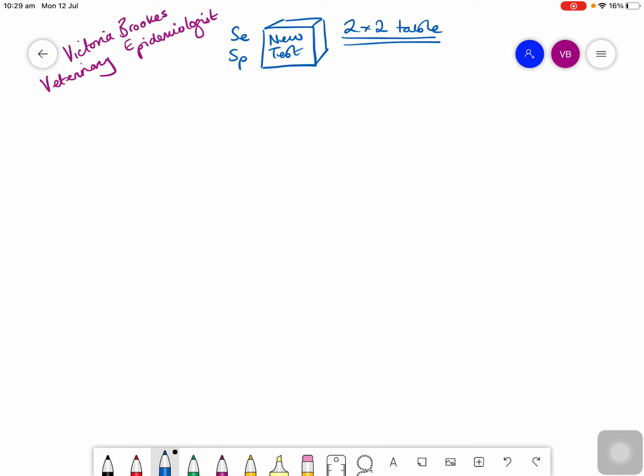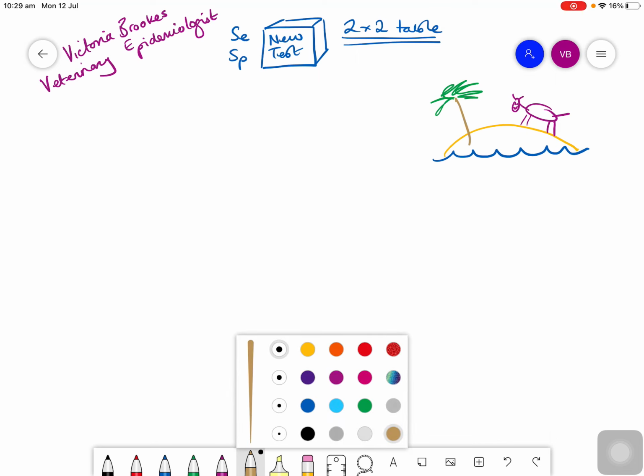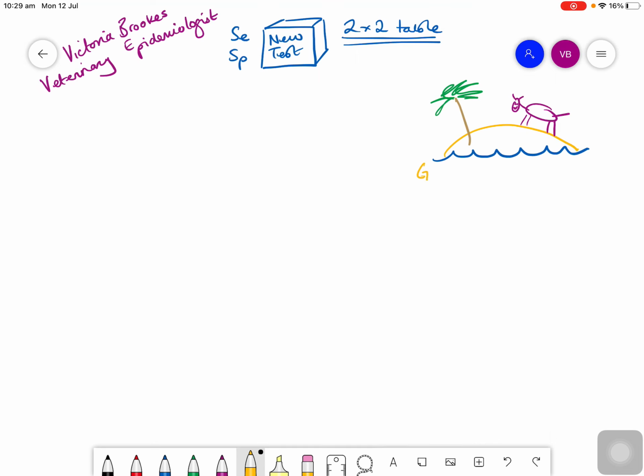Now, for the 2x2 table method, you need a population of animals in which you already know their true disease status. So, let's create a population of animals. So here we have an island somewhere, and on it we have some animals. Now these could be any animals that are similar to the population in which you want to use your new test. So we've already used a perfect test on these animals in what we call a gold standard test.